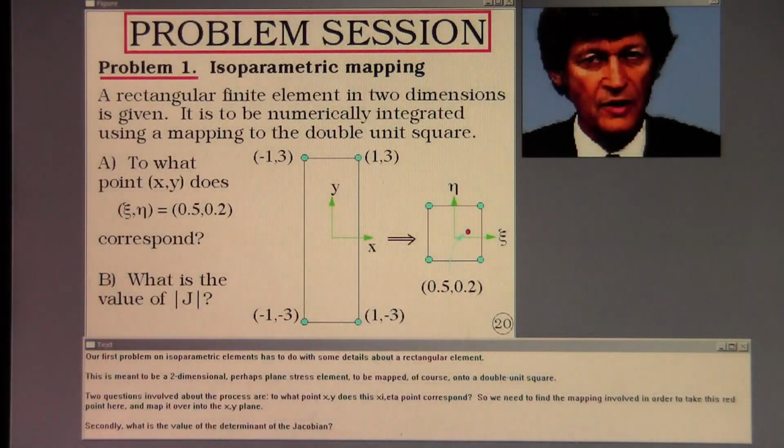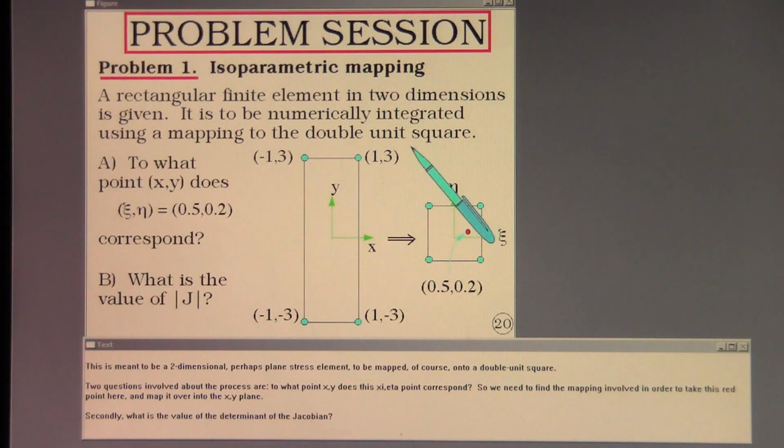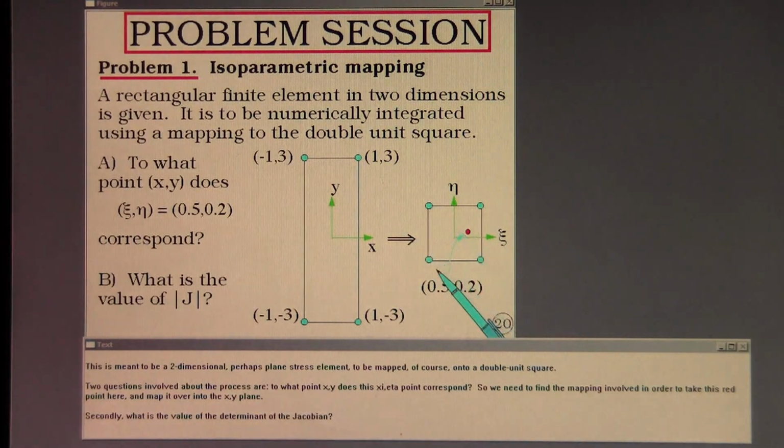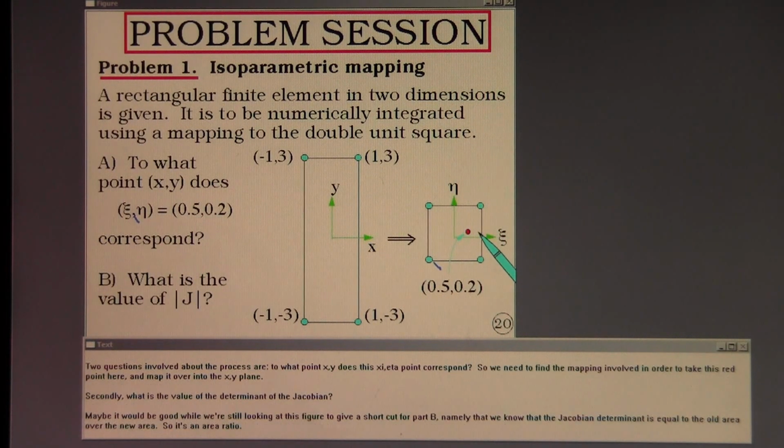Our first problem on isoparametric elements has to do with some details about a rectangular element. This is meant to be a two-dimensional, perhaps plane stress element, to be mapped, of course, onto a double unit square. Two questions involved about the process are, to what point xy does this Xi eta point correspond? So we need to find the mapping involved in order to take this red point here and map it over into the xy plane. Secondly, what is the value of the determinant of the Jacobian?